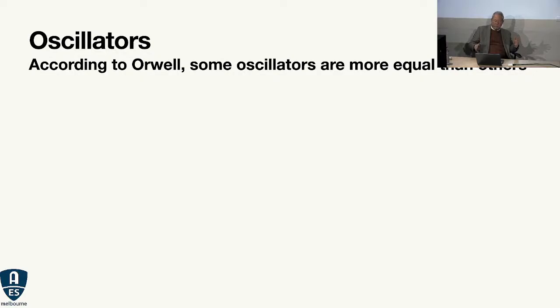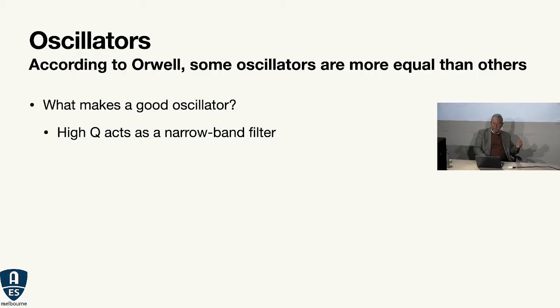So I should have had a slide here about exactly where jitter comes from, which I will in a second. But we're going to talk for a second about oscillators, which is how we get these clocks, so our sampling clock and so on for audio. So what makes a good oscillator?